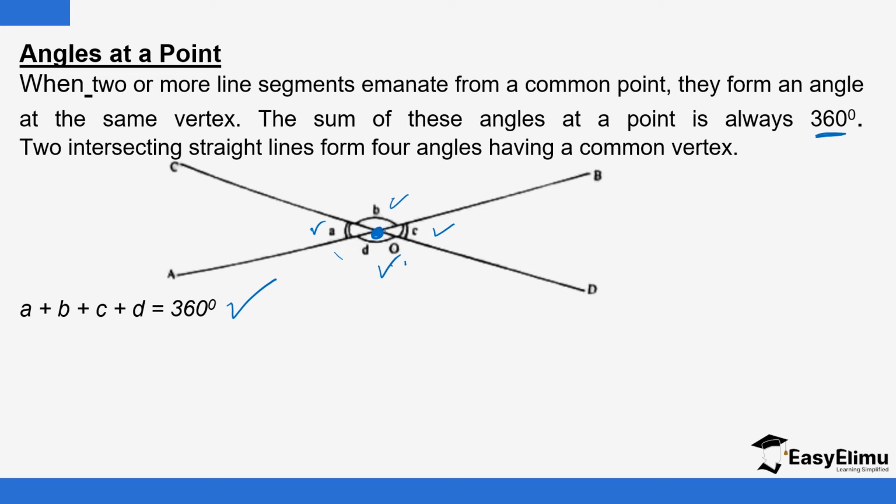So we have the common vertex here. We have this line segment, this, and that, and they form angles. There is this angle here, there is that, there is this, and there is this. The four angles, when you sum them up together, give you 360 degrees. That is what is illustrated here. All of them, the first one, the second one, the third one, as long as they have a common vertex, their sum will always be 360 degrees.